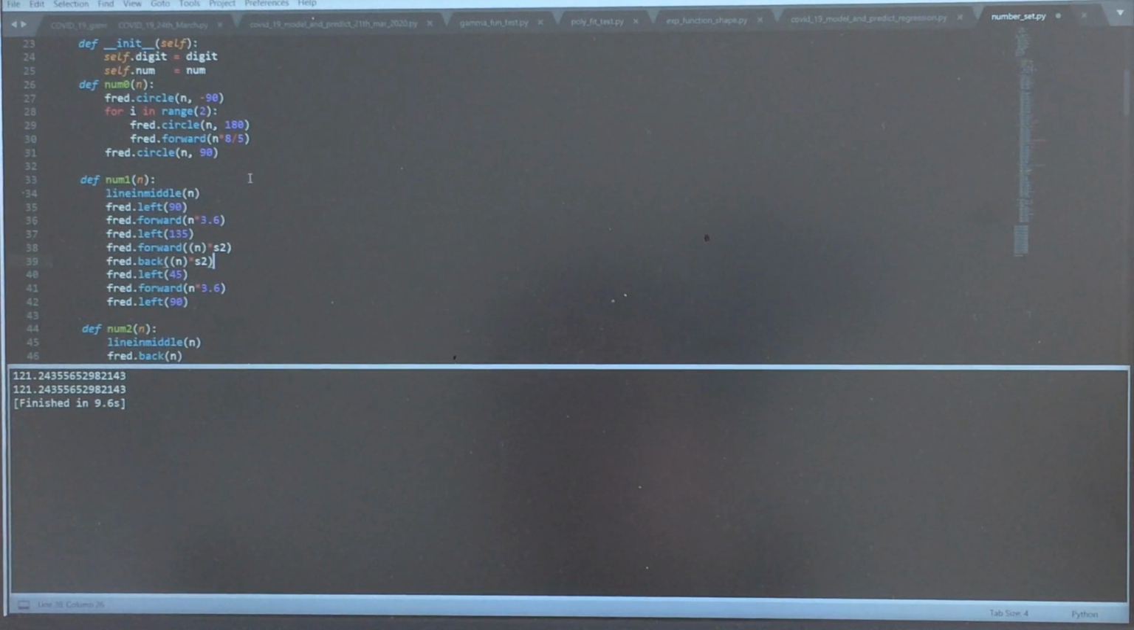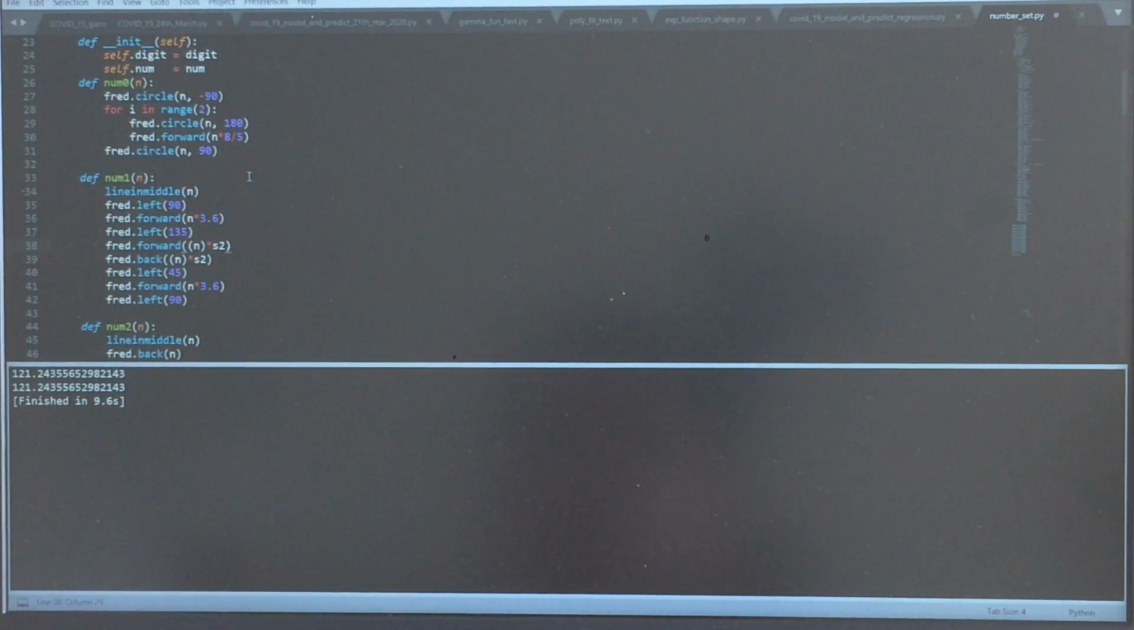this is red dot forward n times 3.6, red dot left 135, and then red dot forward n times s2, red dot back n times s2 because, yeah, it's because of the Pythagorean theorem.